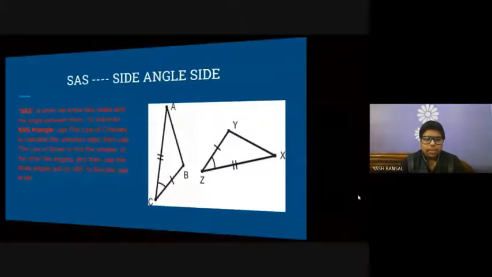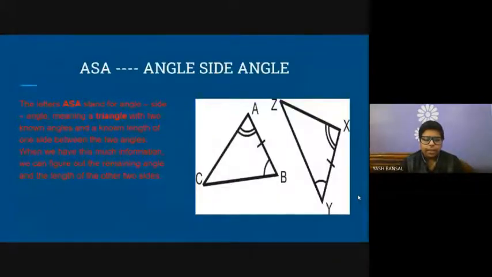ASA: the letters ASA stand for angle side angle, meaning a triangle with two angles known and the length of one side between the two angles. When we have this much information, we can figure out the remaining angle and the lengths of the other two sides.